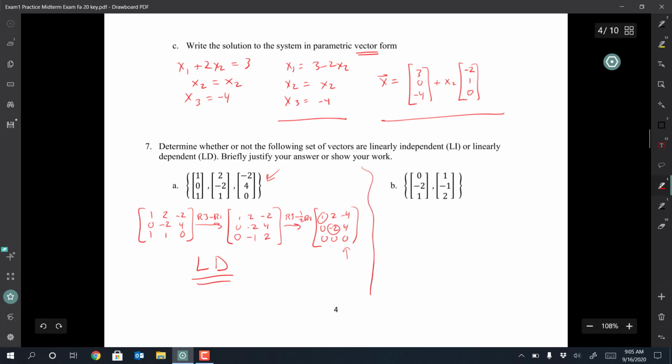The next one I can take a little bit of a shortcut. I only have two vectors. So while for part A, it's hard for me to see if one of the vectors is a linear combination of the other two, if I only have two vectors, I can just check to see if they're multiples of each other. These ones are not multiples, so they are linearly independent.